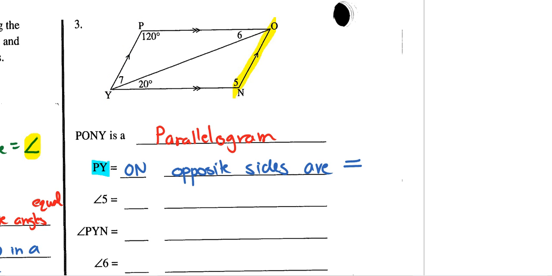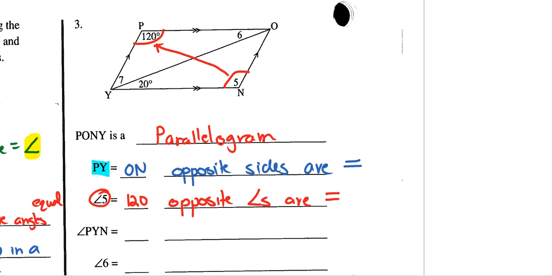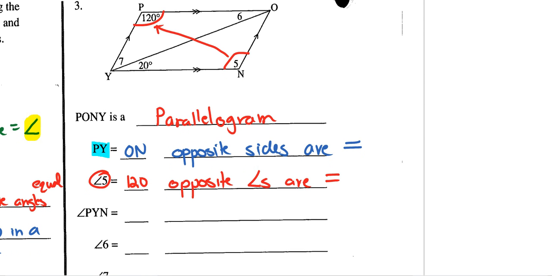Okay. All right, now what about angle number 5? Okay, let me just delete this. Here's angle number 5. So we're working on this question right here, angle number 5. Well, since we're dealing with a parallelogram, we know that the opposite angles in a parallelogram have to be equal. So angle number 5 has to be 120 degrees. And we'll say that opposite angles are equal in a parallelogram. Okay. All right, so let me just delete that.